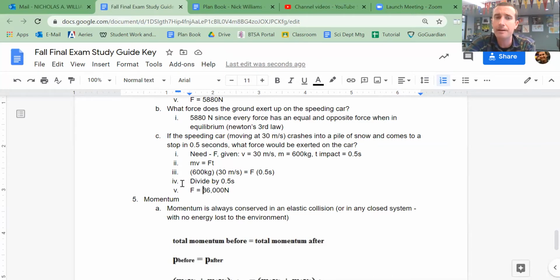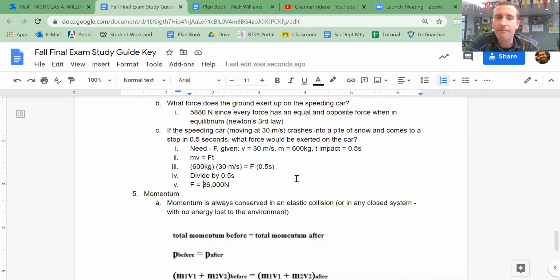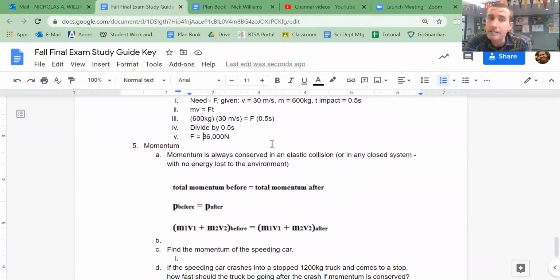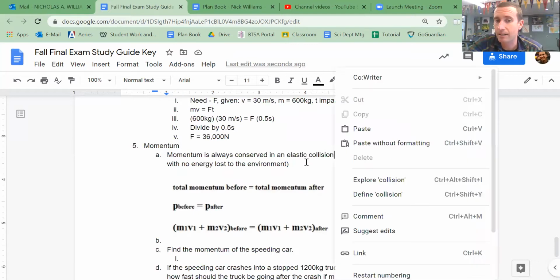Let's do a few questions about momentum. Number 5. So the first thing to remember is that momentum is always conserved. That's conserved in an elastic collision. It's also conserved in an inelastic collision in any closed system with no energy lost to the environment. Kinetic energy is also conserved in an elastic collision. So momentum is always conserved, and then kinetic energy is conserved in an elastic collision.